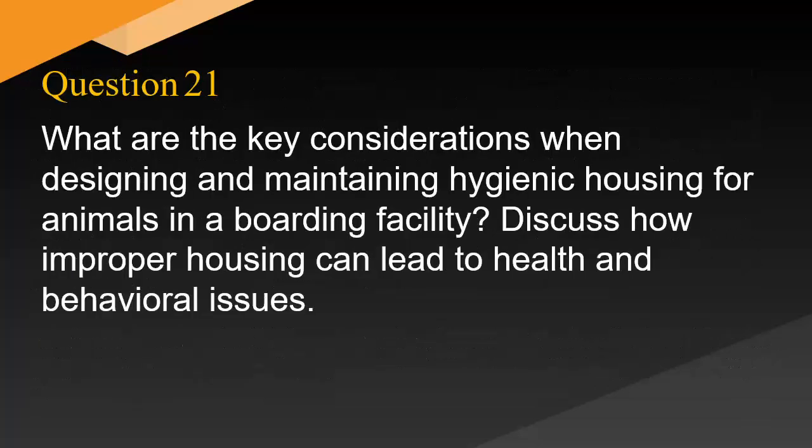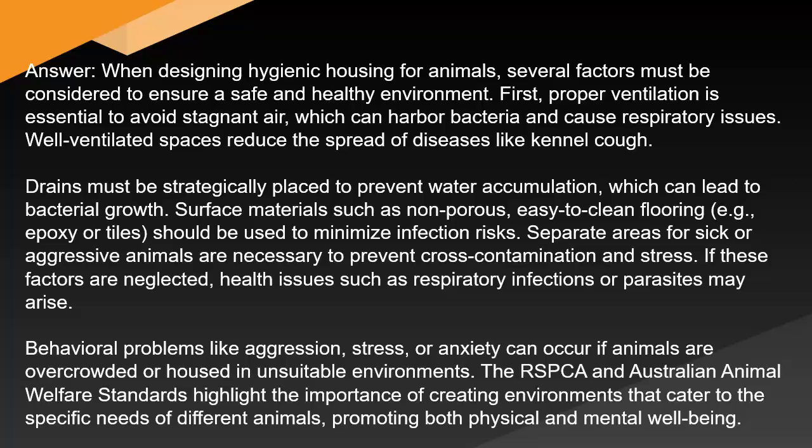What are the key considerations when designing and maintaining hygienic housing for animals in a boarding facility? Discuss how improper housing can lead to health and behavioral issues. Answer: when designing hygienic housing for animals, several factors must be considered to ensure a safe and healthy environment. First, proper ventilation is essential to avoid stagnant air, which can harbor bacteria and cause respiratory issues. Well-ventilated spaces reduce the spread of diseases like kennel cough.